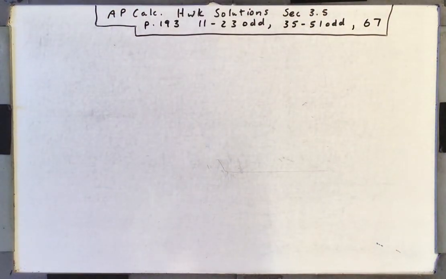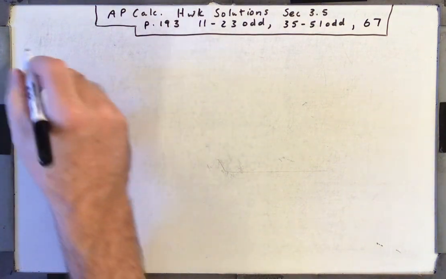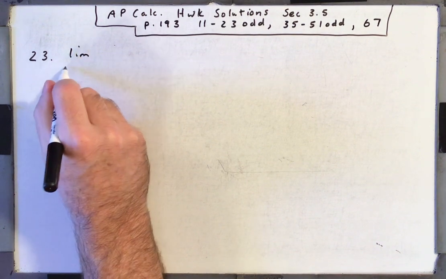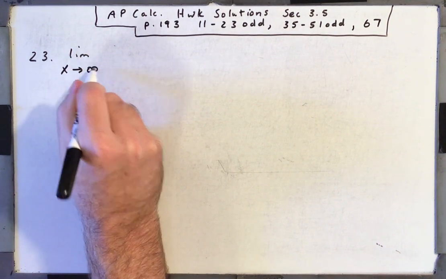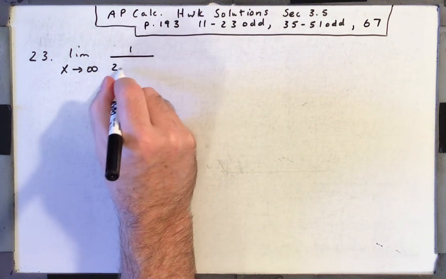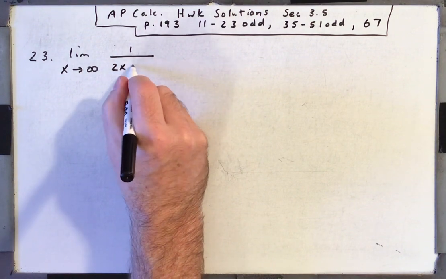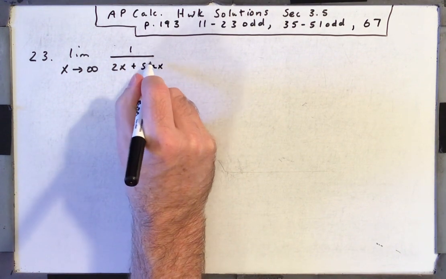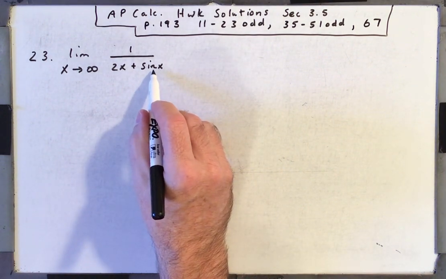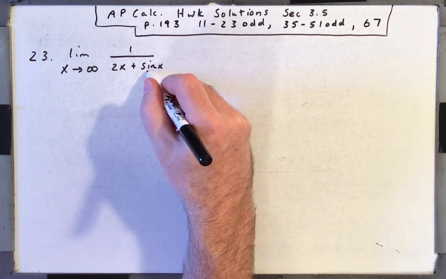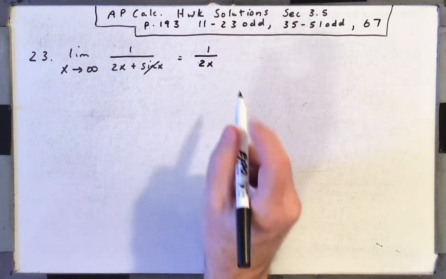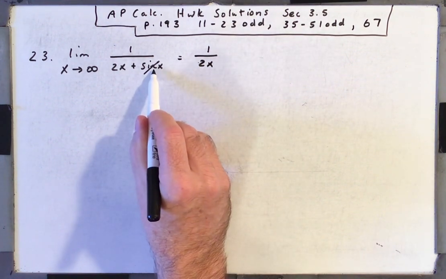Okay, let's take a look at 23. We have the limit as x approaches infinity of 1 over 2x plus sine x. All right, sine x just oscillates between 1 and -1, right? So it's really not a part. Just kind of cross that out. It's really the same as 1 over 2x, because that just doesn't move the meter.